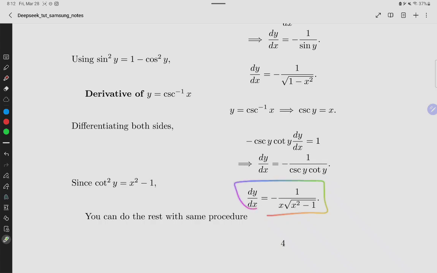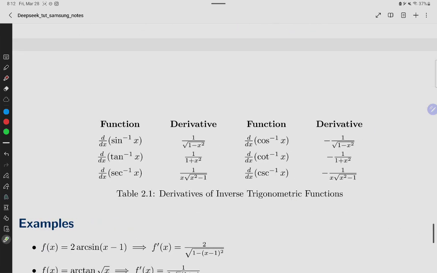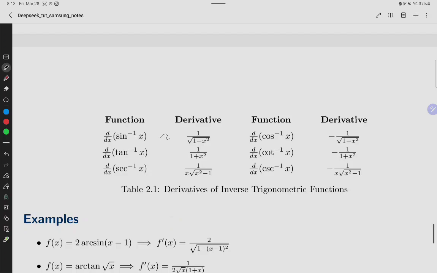So we get this formula. So I've written all the derivatives of the trigonometric functions. Derivative of sine inverse is equal to 1 over the square root of 1 minus x square. Derivative of tan inverse is equal to 1 over 1 plus x square. Derivative of secant inverse is equal to this thing. Derivative of cos inverse, cot inverse, and cosecant inverse.